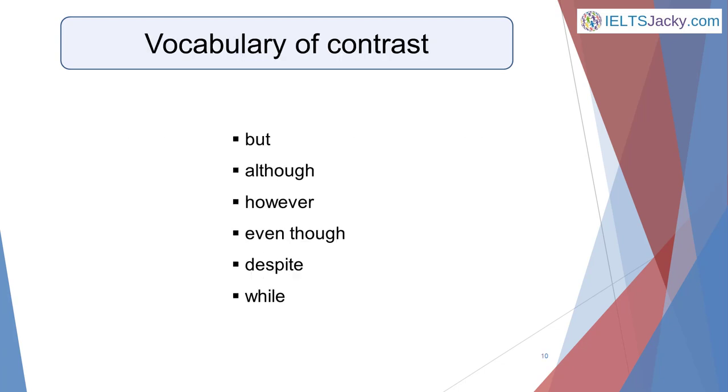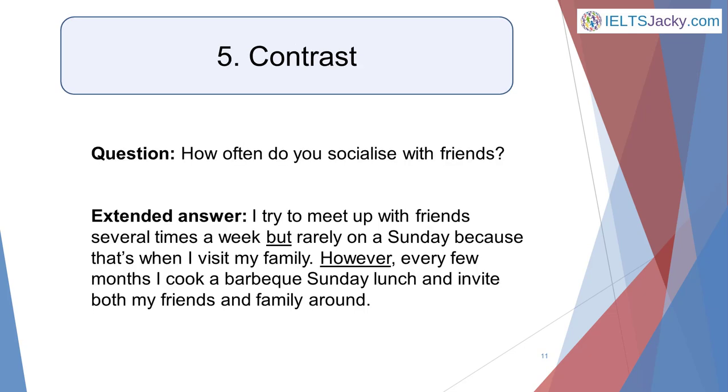Connectives that express contrast are equally useful for extending answers. For example, but, although, however, even though, despite, and while. Connectives are easy to use to join two sentences, and many can also be used to start a sentence.